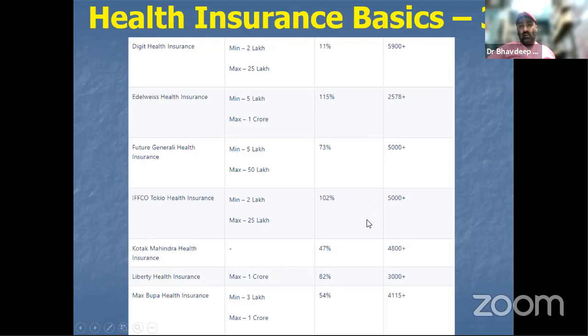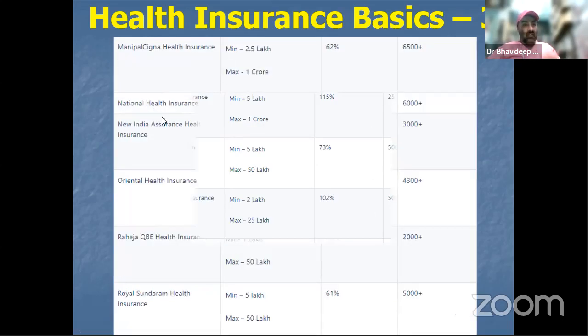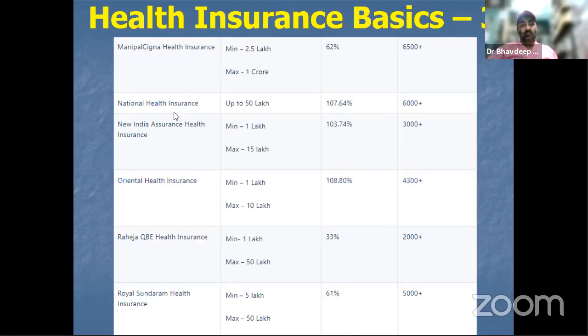See the number of network hospitals as well. Manipal Cigna, National Health Insurance, New India Health Insurance, Oriental, Raheja, Royal Sundaram Health Insurance. See the incurred claim ratio, see the network hospital list. Very surprising to find a National Health Insurance with 6,000 plus hospitals. New India, of course, understandable, 3,000 only. Raheja Group has a very low tie-up.